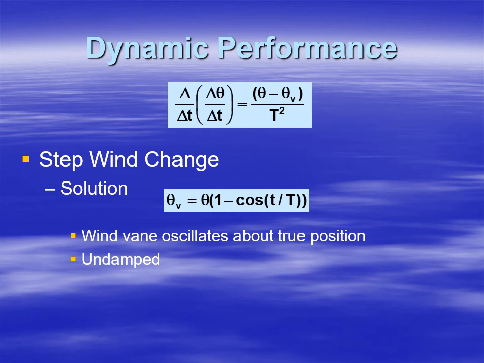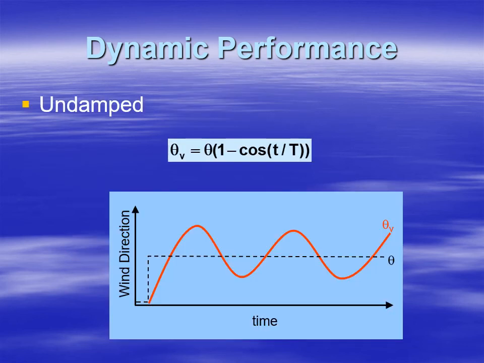It's going to oscillate back and forth, and the oscillations are going to have a certain amplitude, and they will not change with time. We call this an undamped solution, and it looks like this. So the dotted line represents the instantaneous change in wind direction, as you can see. So the wind vane starts out and starts to correct itself towards the true wind direction, theta, overshoots it, and then oscillates back and forth about that point. And this is an undamped solution, and it goes on forever, believe it or not.